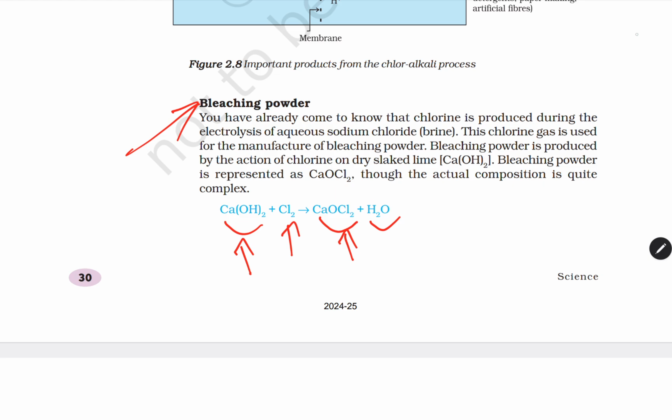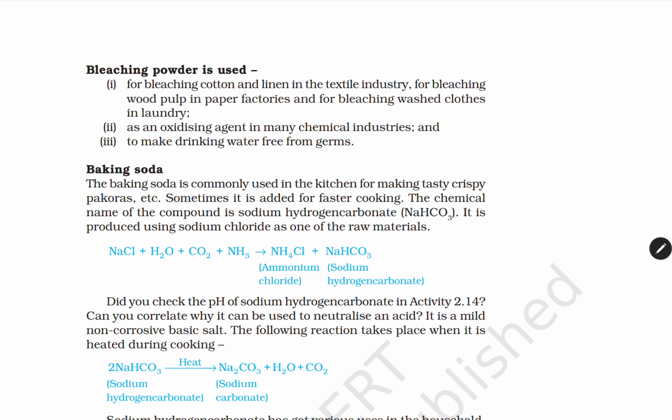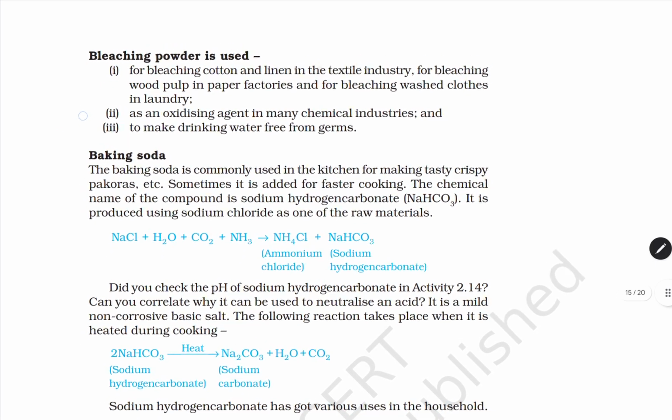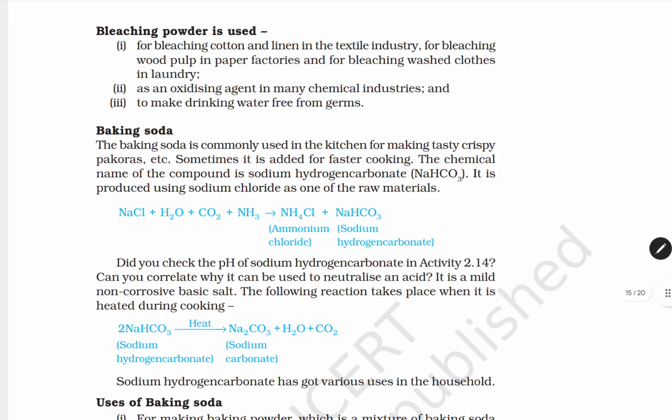Okay, you know how it is useful. Bleaching powder we can use for multiple purposes: bleaching cotton and linen in the textile industry, bleaching wood pulp in paper factories, and bleaching washed clothes in laundry, as an oxidizing agent in many chemical industries, and to make drinking water free from germs. So a very important product, bleaching powder.